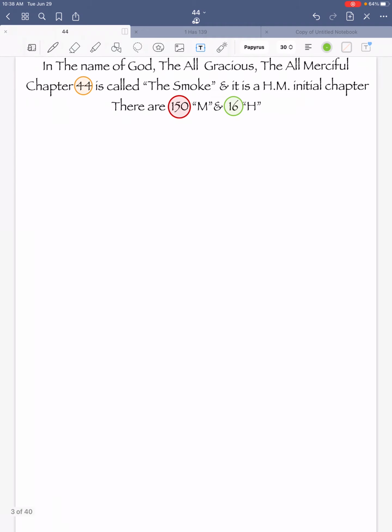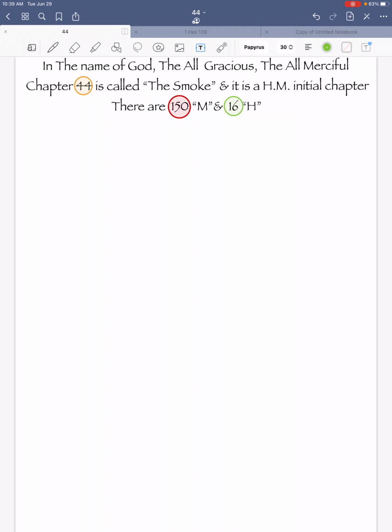There are 150 memes and 16 ha's. As you can see, I put the initial meme first, and second, I put initial ha. There's a reason for it. In Arabic, you write from right to left. Therefore, ha is first here, and meme is second. And by doing so, somewhere in the middle of the page, the numbers fall in the correct order, and they will complement each other, as you will see.